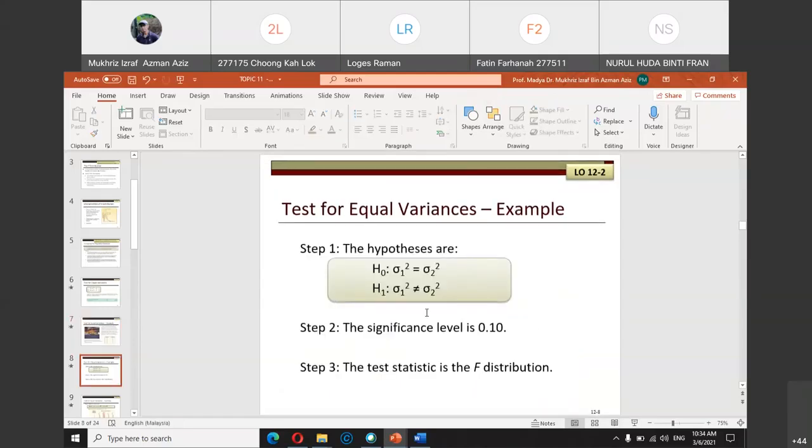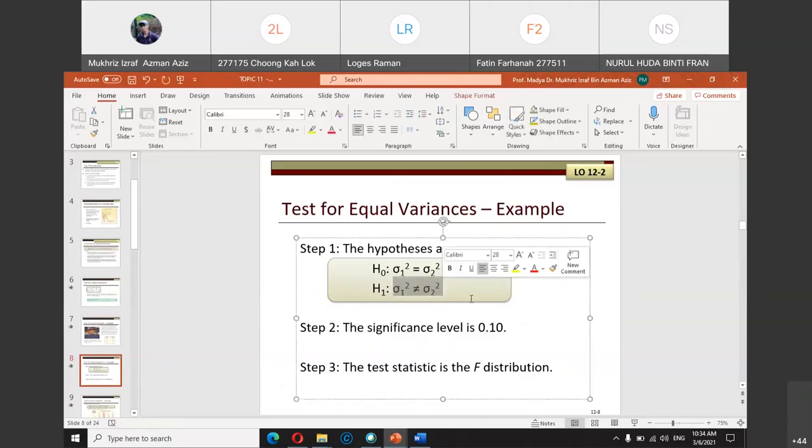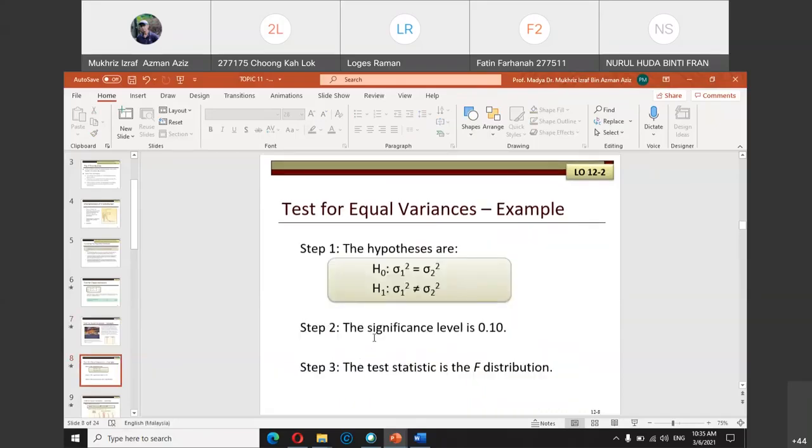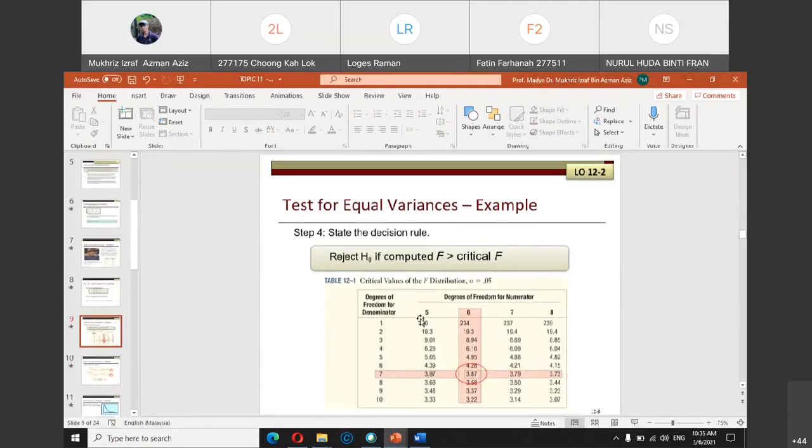The steps are the same as usual. You have 5 steps. Step number 1, your null and alternate hypothesis. First, focus on the H1, sigma squared 1 not equal to sigma squared 2. That is what you want to test, if there is a difference in the variation. Step number 2, alpha. Step number 3, we are going to use the F distribution. Step 4, the decision rule.